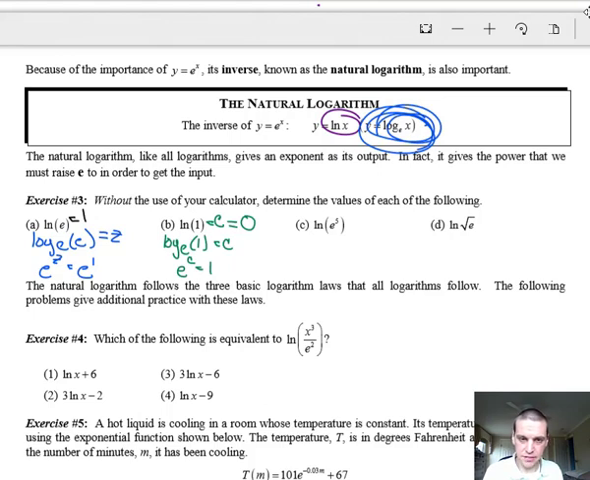Let's look at this one, ln of e to the 5th. We have log base e of e to the 5th equals what? Well, e to the what equals e to the 5th? Well, we have the same bases, so this must equal 5.